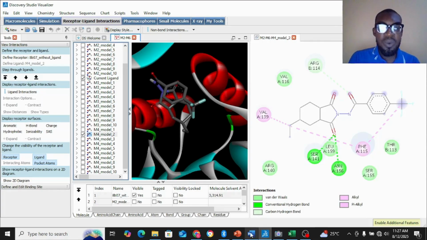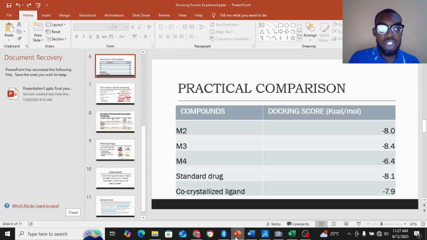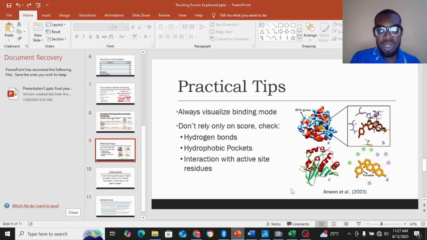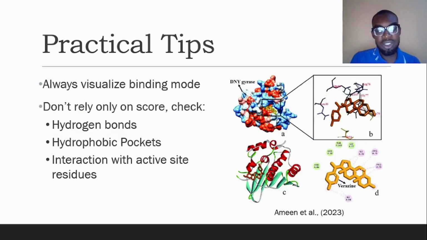So it's important that when you want to interpret your result, it's not just enough to say, oh, I got minus 8.0, I got minus 8.4. It's important you also visualize that interaction and see the different interactions that are responsible for the scores you've gotten. So make sure you visualize the binding mode, and don't just rely on the score. Check this, and I've shown you how you can do that. Those interactions are very important in explaining your results.